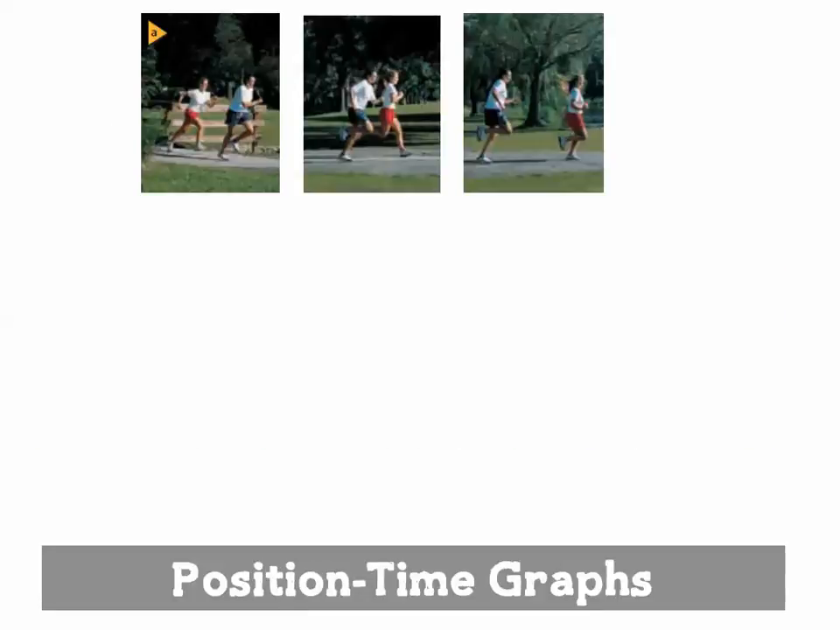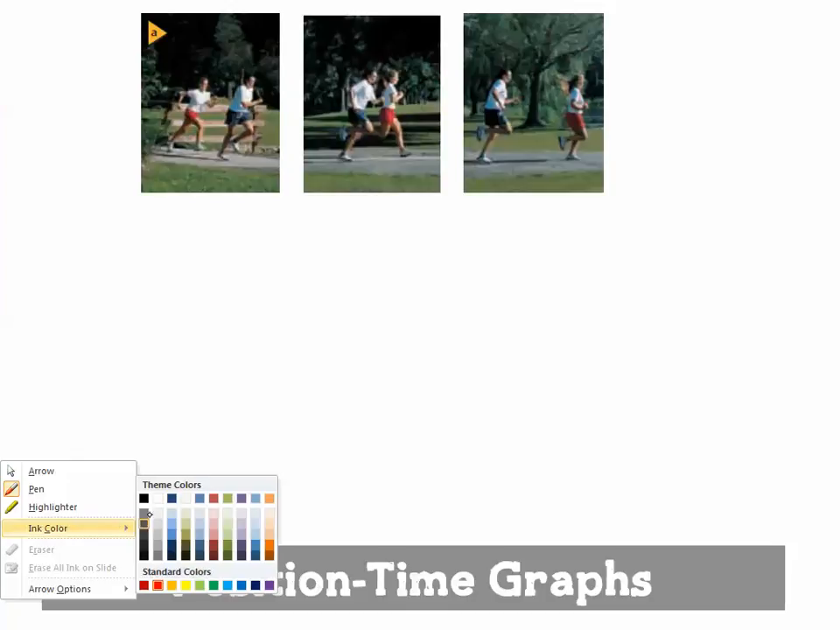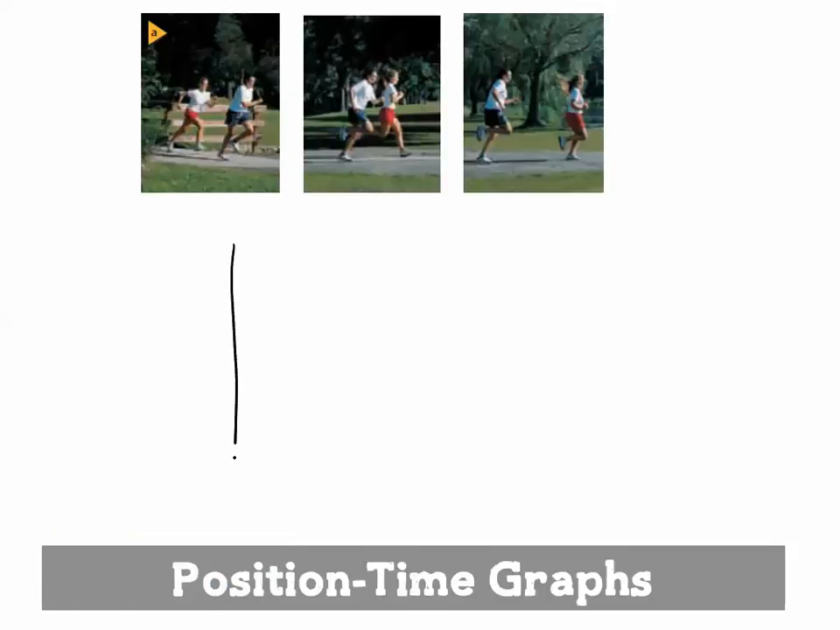So let's make a simple position-time graph for this situation. We'll put both runners on the same plot. We always want to put our independent variable, the time, on the x-axis, and our dependent variable, the position, on the y-axis.